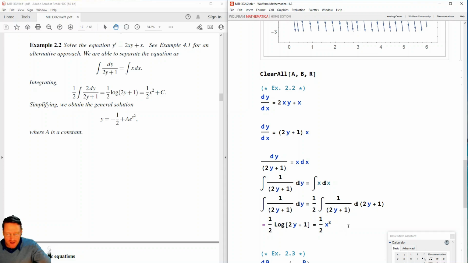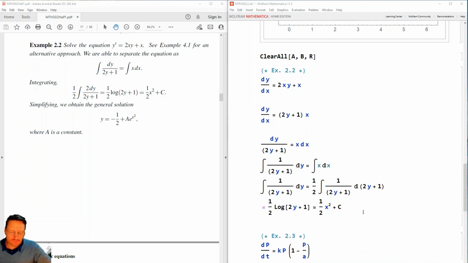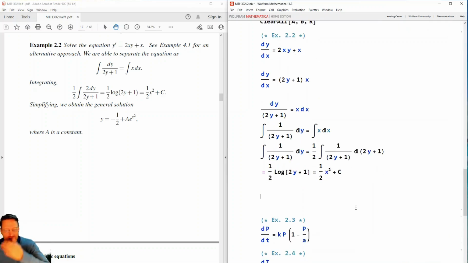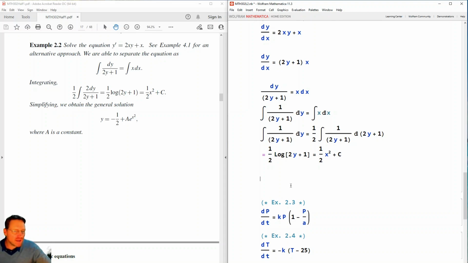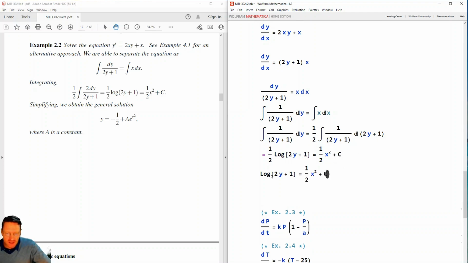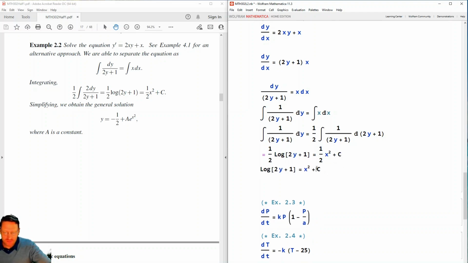So 1/2 x squared, and now we can include our constant of integration. Okay, so next we might want to multiply throughout by 2. So let's go ahead and do that. Multiply throughout by 2. And then take this as exponents to base e. And when I do that, or you could just rearrange knowing the way this all works.